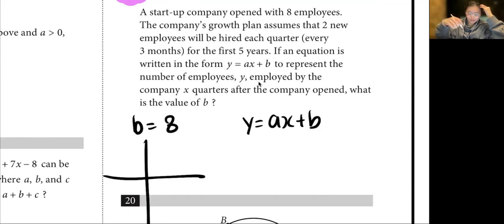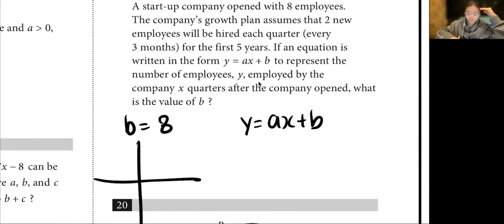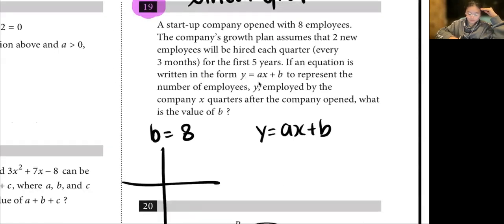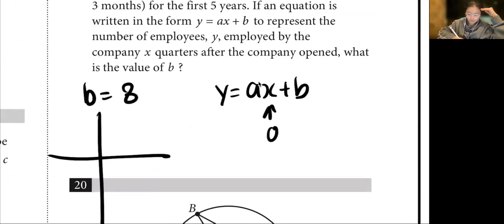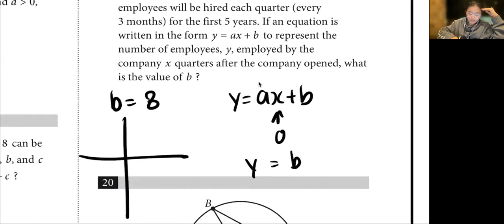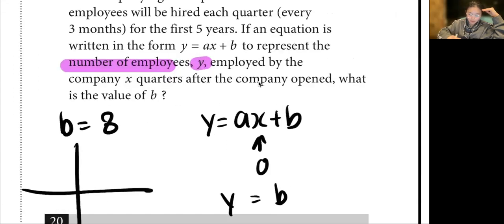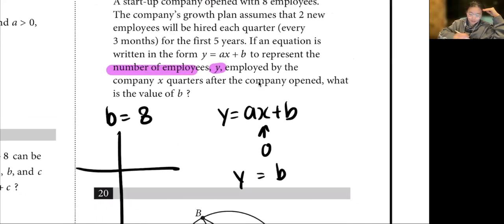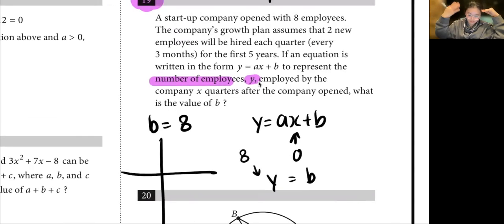So how should I explain this? Whenever you plug in 0 for x, b should equal y. And if we look at the explanation, we see how y represents the number of employees, and we know that it's 8, right? So y is going to be 8. So b is going to be 8. It's simple as that, but it's kind of hard to imagine.